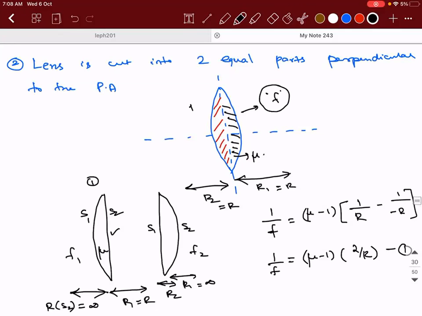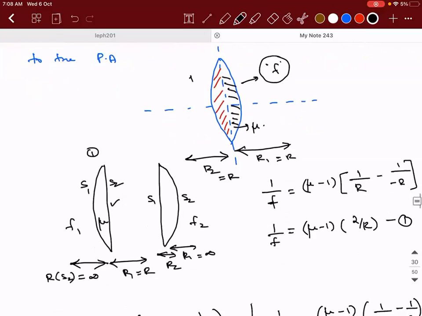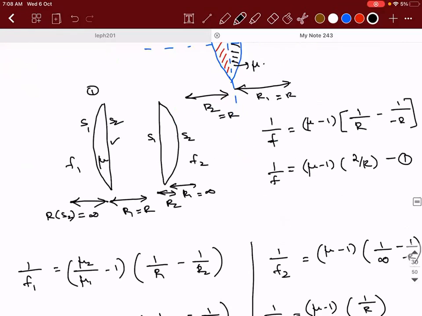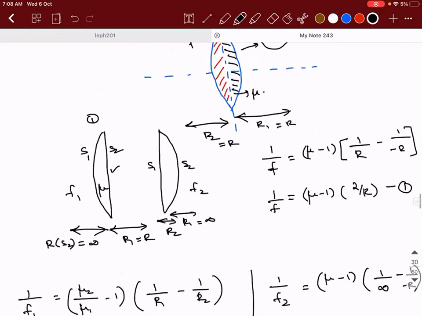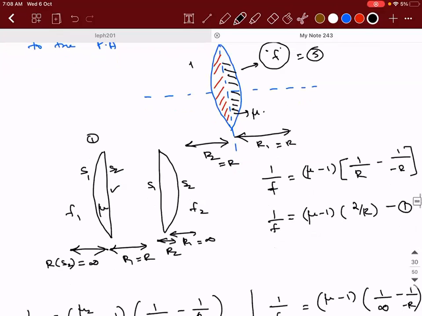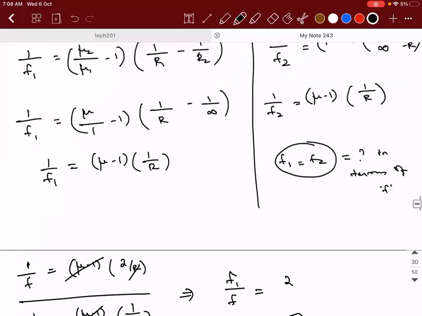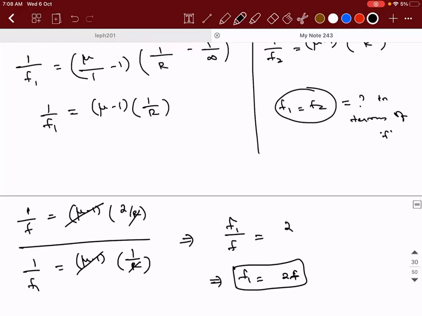So what they will do is they will tell you the focal length of the initial convex lens, given as something f. Now it is cut equally into two parts vertically. Now what is going to be the new focal length? Suppose they give the value as 5. Then what will be the new focal length of the smaller piece? It will become 10, sir. That's it.